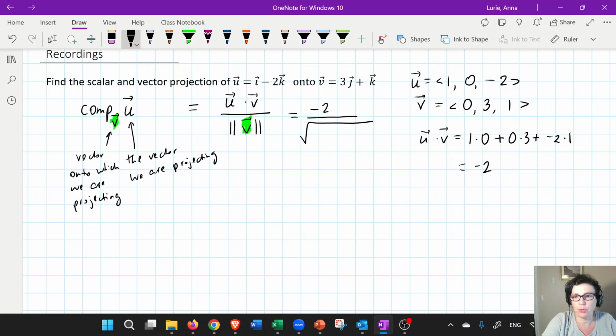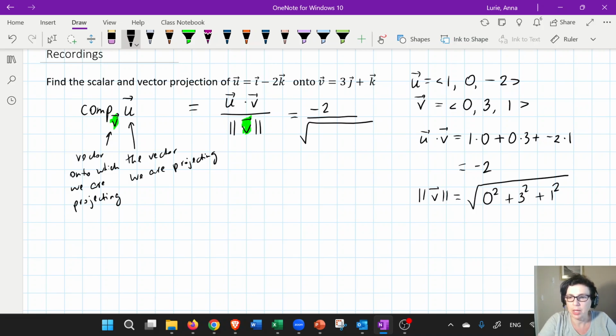So that would be square root of what? Well, let's compute the magnitude separately over here. The magnitude is the square root of the first component squared plus the second component squared plus the last component squared if you have a third dimension. So this will just be 9 plus 1, which is 10. So this is square root of 10. Always simplify your answer. So here you could just put square root of 10 right there. Okay, so that's the scalar component.